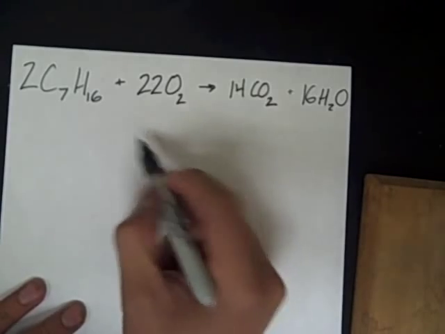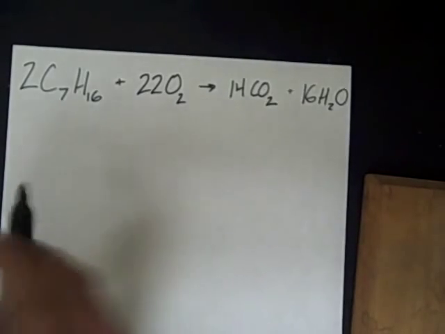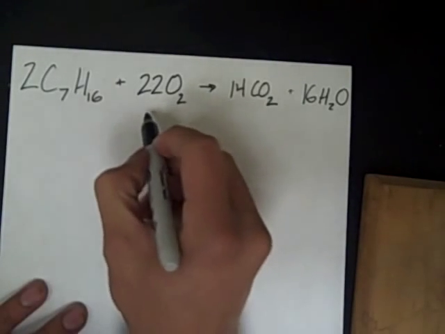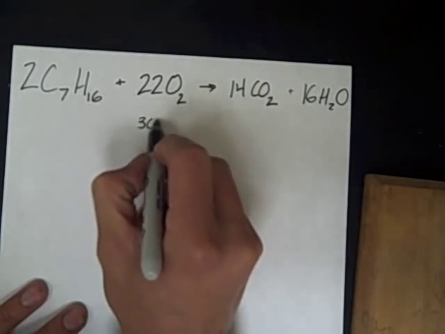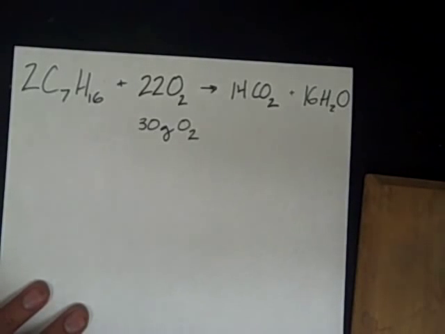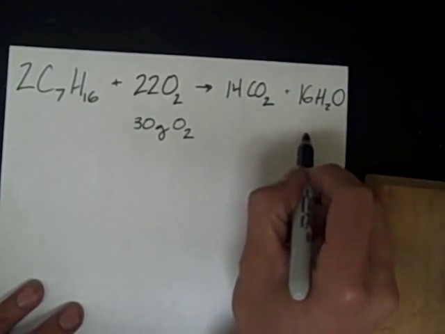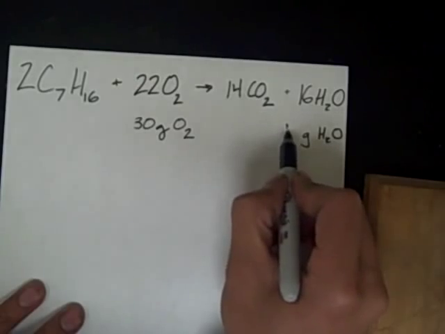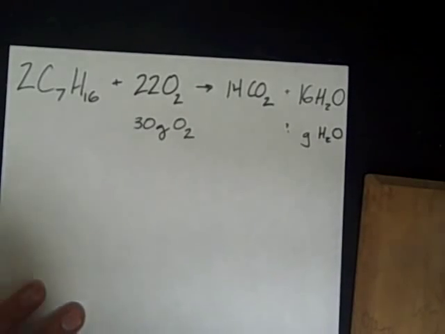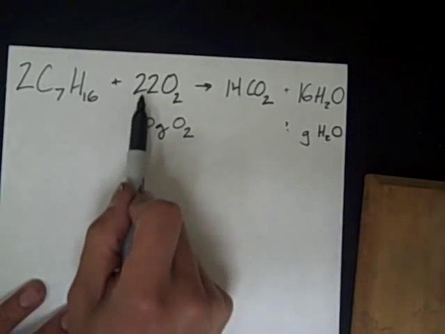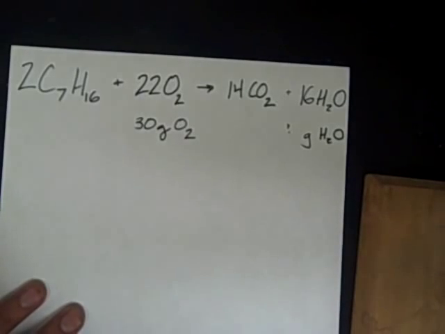I'm going to start with just writing out what I know underneath the substance where it's represented in the equation. I have 30 grams of oxygen, and I'm trying to figure out how many grams of water are produced. I don't know this. Okay? Now, as we talked about, these ratios are not gram ratios. This represents 22 moles makes 16 moles of water.